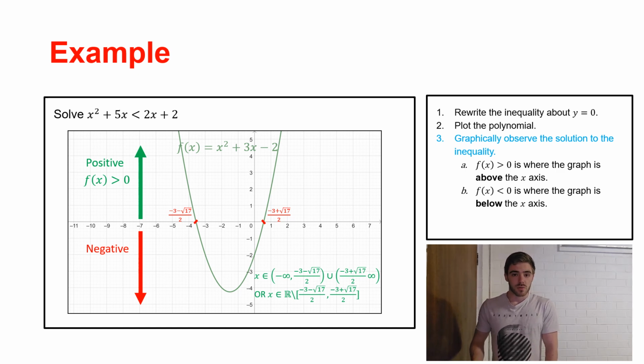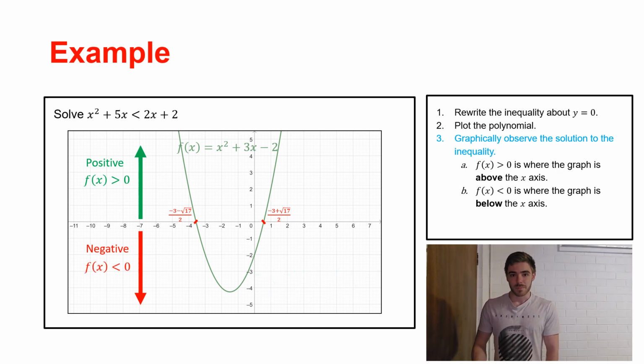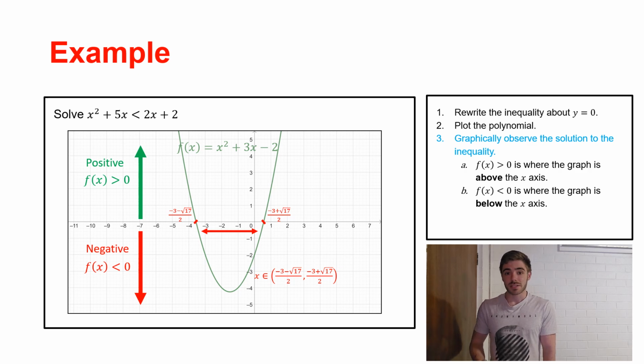But we're not looking for that. We're looking for where our function is less than 0, in which case we're looking for all the negative y values. Hence, we're just going to look at our graph and identify where the graph is negative, and in this case we can clearly see that it's between the x-intercepts.